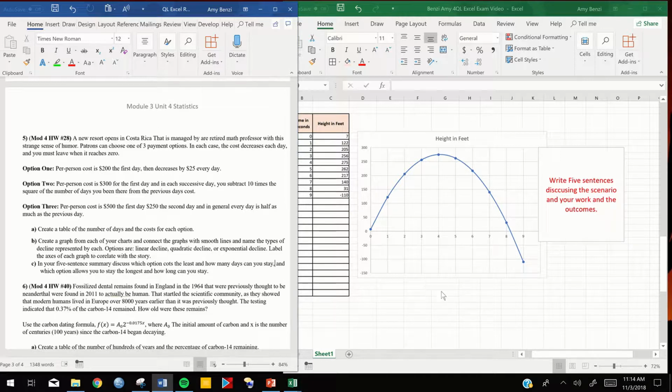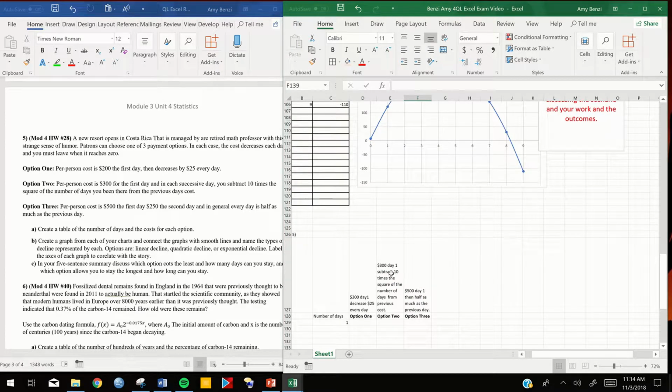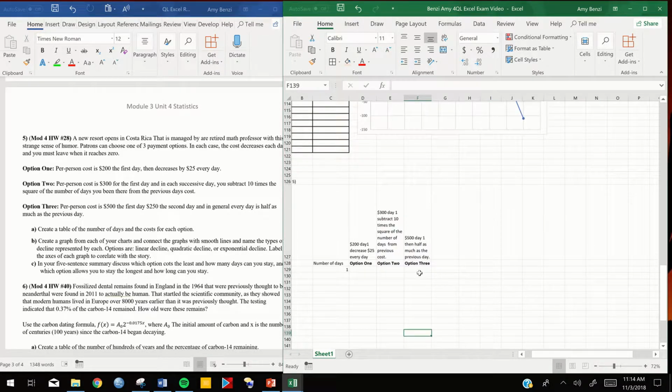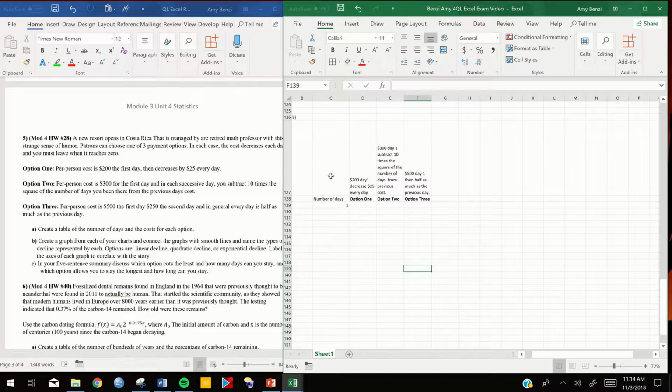So we'll see all that as it comes along here. All right, so for number 5, I already went in and typed this just to shorten the length of the video. So I have just summarized the options. I have created 4 columns, one for the number of days, and then for option 1, $200 first day, decrease 25 a day. Option 2, and it's complicated wording, which we'll look at in better detail as we move along. And then the last one, which is easy, 500 a day, and then it goes down by half.